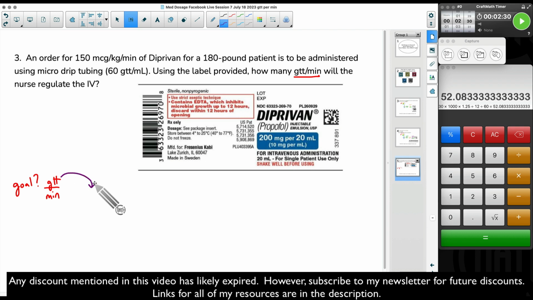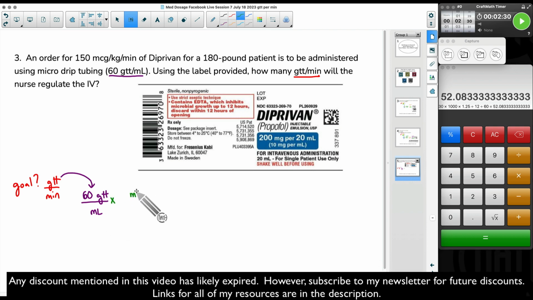What do we know about drops in our problem? We have micro drip tubing, and micro drip tubing, there's our GTTs. So I'm starting off with that top word. And again, that's the same thing every time I do dimensional analysis. That word, whatever that word is, 60 drops per milliliter. So we're already off to a good start there. Now, for the next thing, we need to get rid of milliliters.